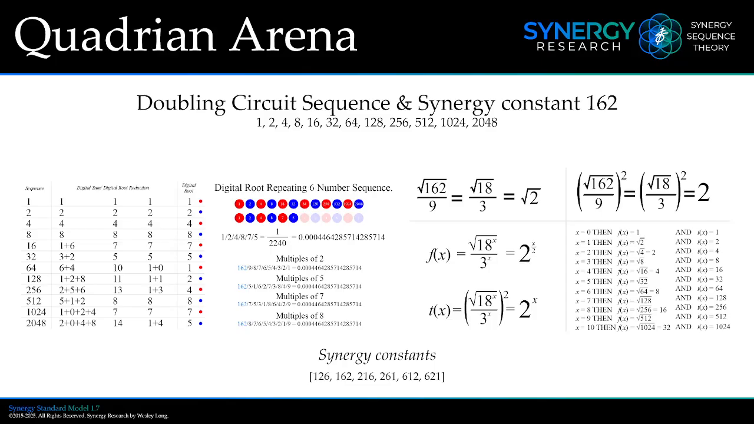Now glance at the bottom right, the synergy constants. 126, 162, 216, 261, 621. These are not arbitrary. They are numerically mirrored, cyclically paired, and derived from fundamental root interactions. Together, they form a constellation, a resonant set, from which constants like h, g, and even the kilogram can be composed. This slide doesn't just show how numbers behave.